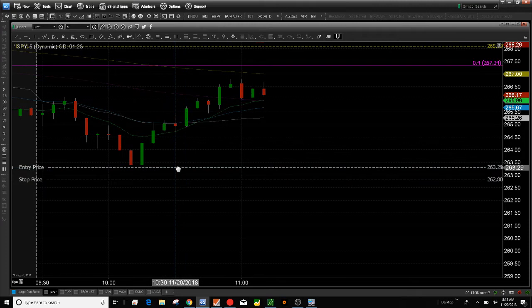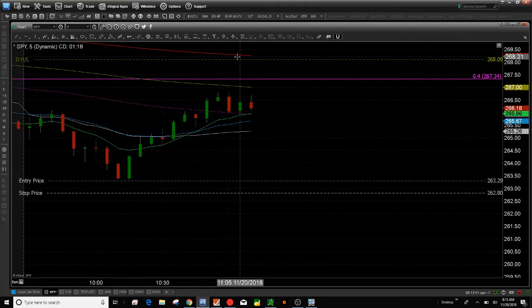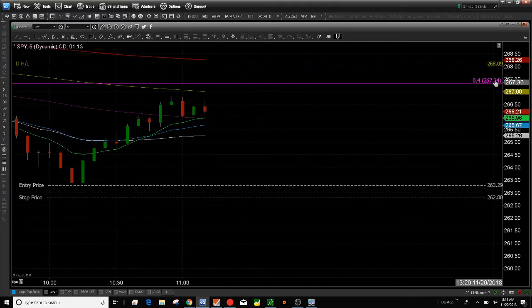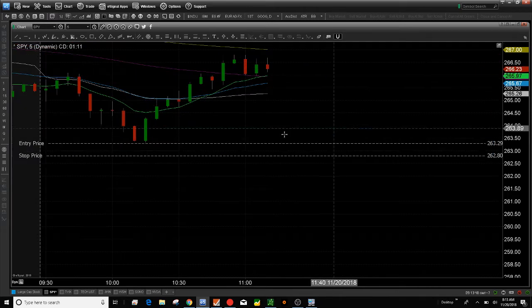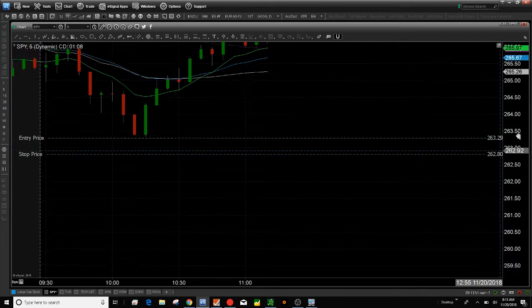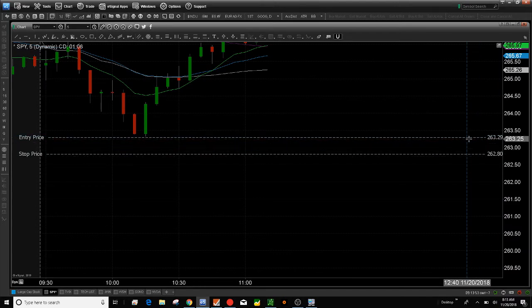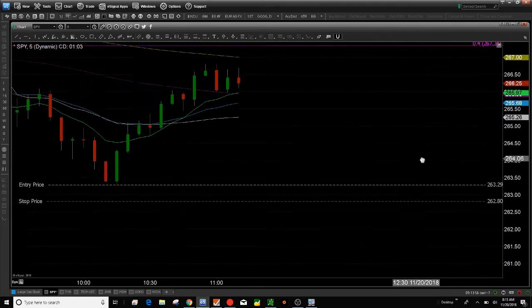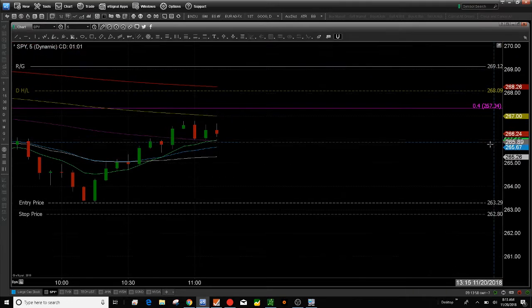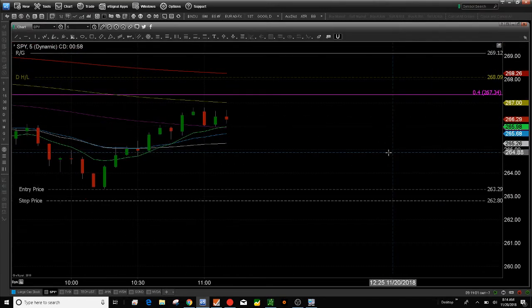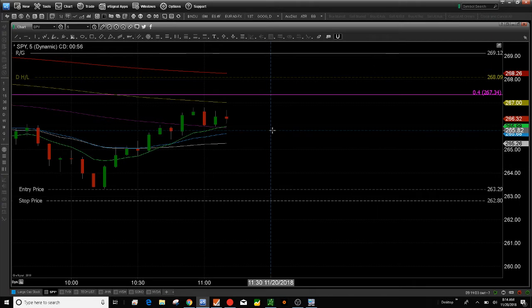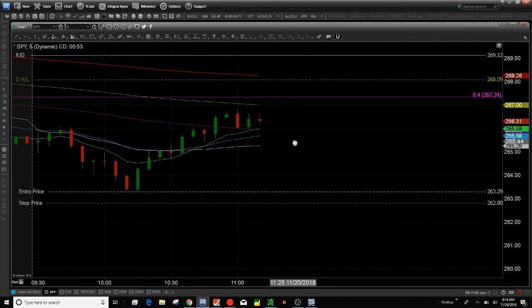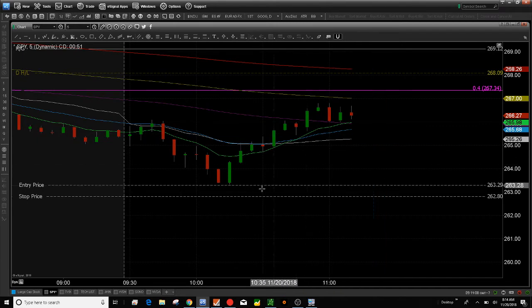Even if my entry was up here where it never got down to 263, I know my profit window is from 263 to 268. So we're still looking at almost a 5-point window here. And I can still justify keeping this trade because I'm only looking at a 50-cent stop for 5 points. So I think that's a little bit better than a 3-to-1 risk versus reward. Okay, so where do I get this 263 number?